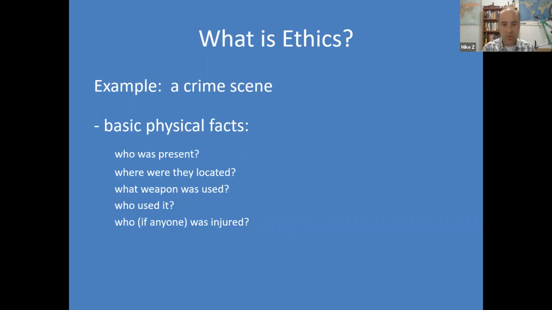So physical facts, of course, are things like, if we're talking about some crime scene, for example, it'd be these basic things: who was present, where were they located in the scene, how did they move around, was there some particular object used as a weapon, who used it, was somebody injured, what damage was caused to any property, those sorts of things. Those are basic empirical facts that you can gather, we might say through like a scientific study, or just simple observation of the scene itself.